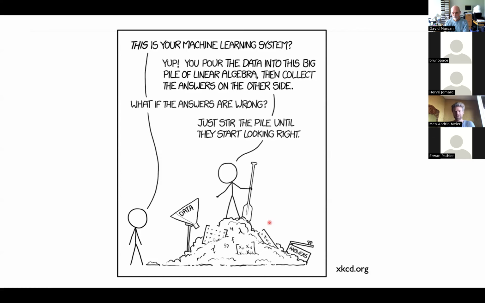And so here's a cartoon that I like. One guy is not impressed with the machine learning algorithm, and the other guy says, "This is your machine learning system." So yeah, you just pour the data into this big pile of linear algebra and then collect the answers on the other side. And what if the answers are wrong? Well, then you just stir the pile until they start looking right. And so in a sense, this is not very far from the truth, except that we don't just stir the pile randomly, but there are these targeted optimization algorithms that let us find the weights that we need for the answers to become the right ones.